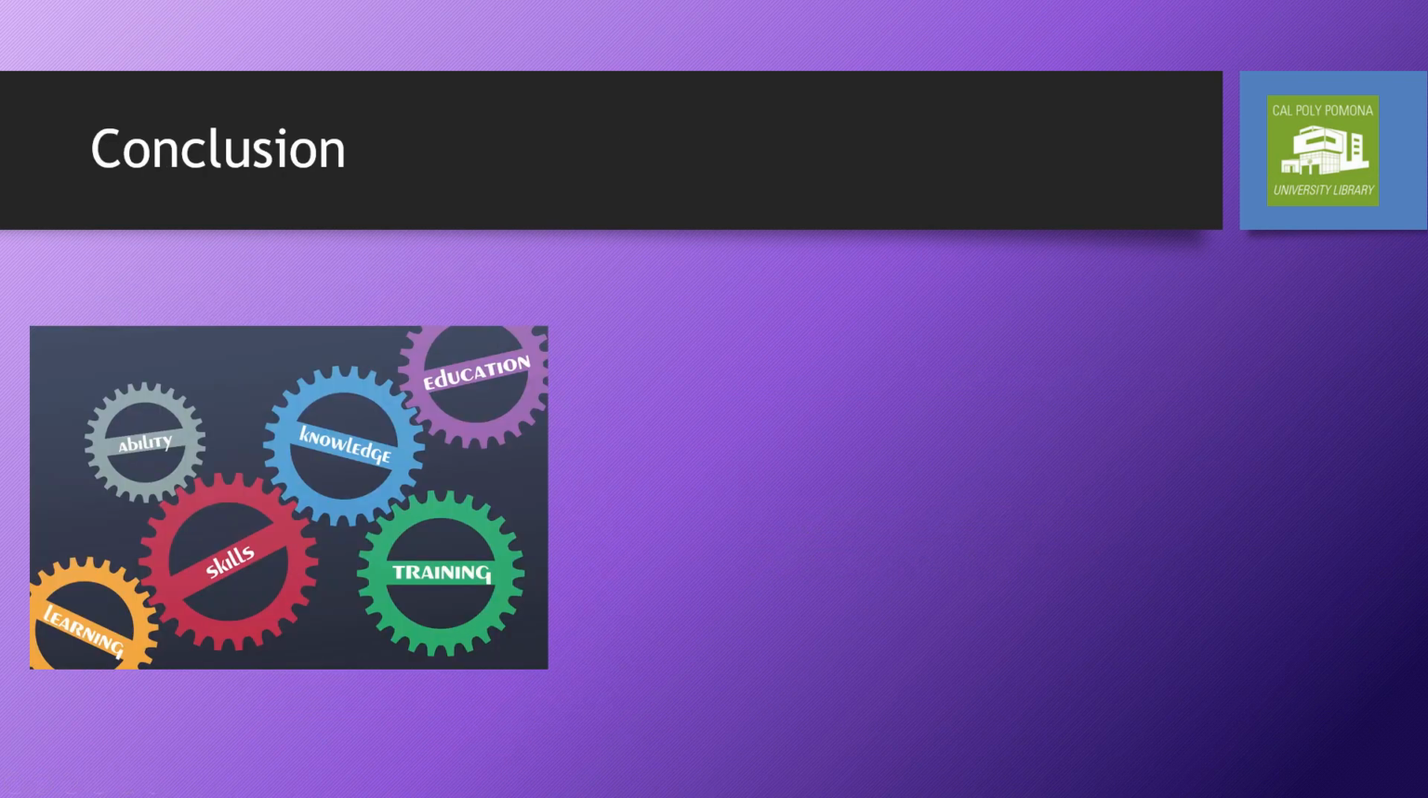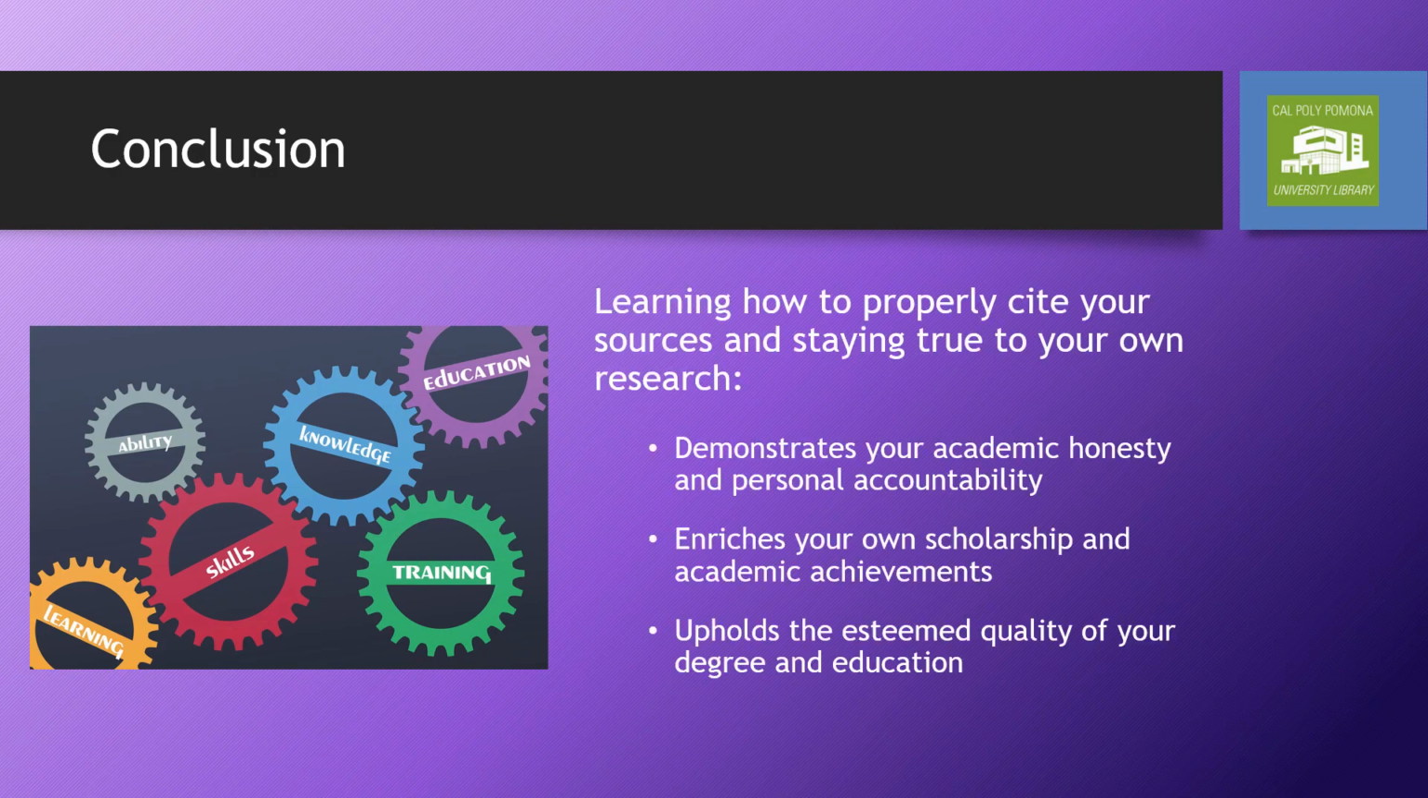In conclusion, we learned what citing and citations are, the reasons why we cite, what plagiarism is and how and why to avoid it, and what, when, and how to cite information you've consulted. Learning how to properly cite your sources and staying true to your own research demonstrates your academic honesty and personal accountability, enriches your own scholarship and academic achievements, and upholds the esteemed quality of your degree and education.